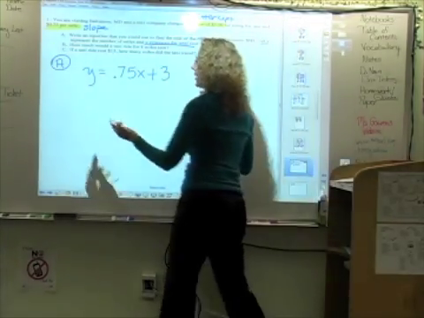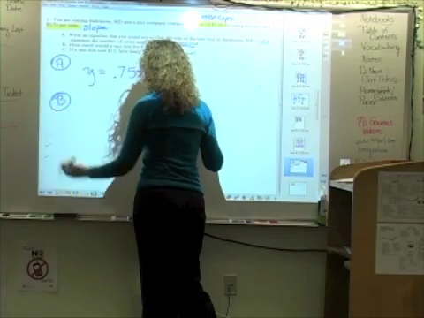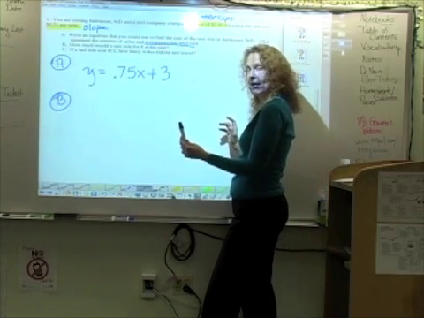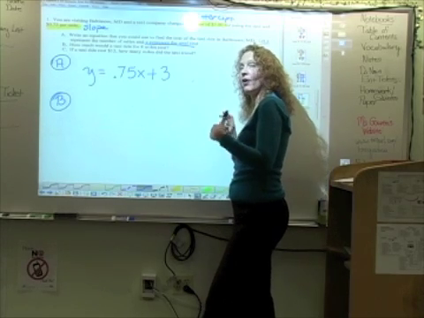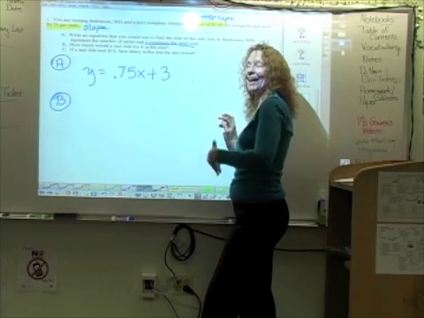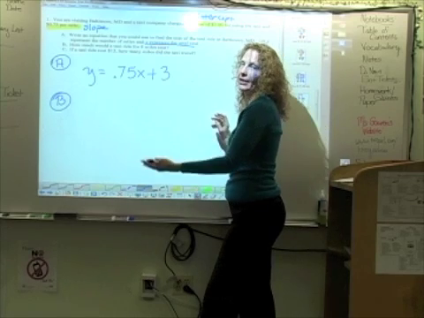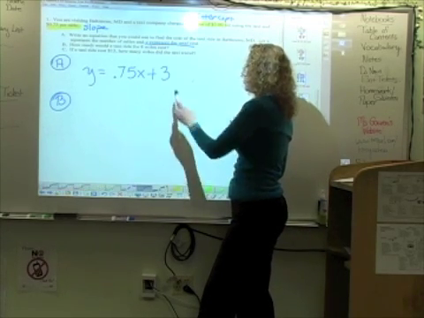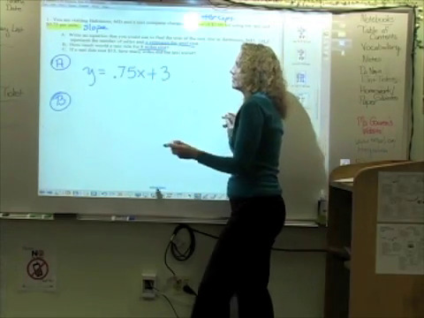How much would it cost for 8 miles? Well, I know that my miles is my x. The cost depends on my miles. So if cost depends on my miles, y depends on x. Your y's depend on your x's. So x is my independent, and that's what I'm going to substitute in is 8 for the x.